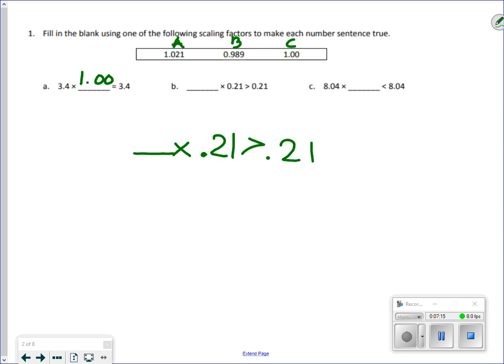A. Why is it not B? That one's got like a 9 and an 8 and a 9, and those are really big numbers. There's nothing in front of the decimal, so it's less than 1.